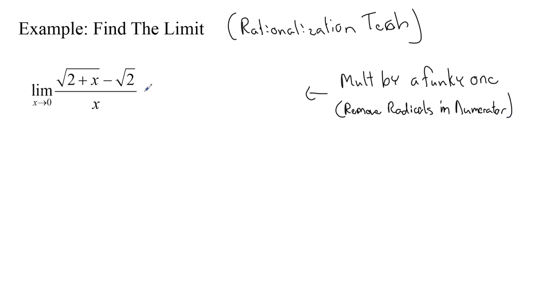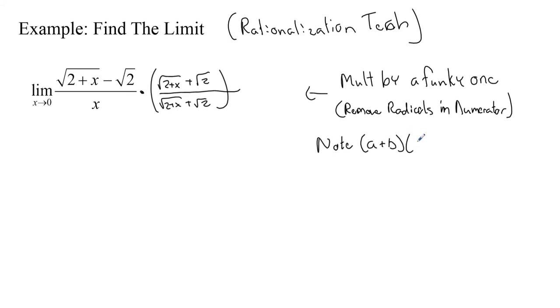And so for me to remove the radicals here, I'm going to use my funky 1 that is my conjugate of the numerator. So I want to say it's 2 plus x, now plus square root of 2, and then it'll be 2 plus x plus square root of 2, and we're just going to use that. And remember, note a plus b times a minus b is equal to a squared minus b squared.